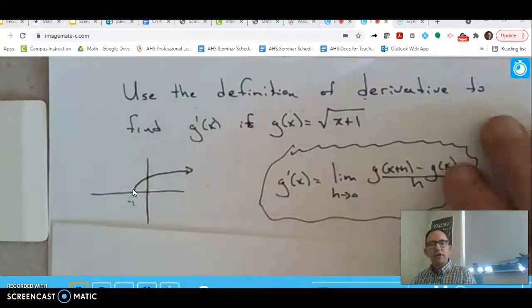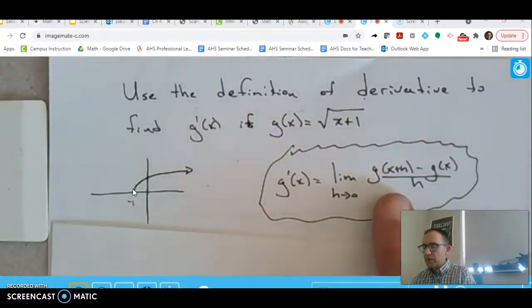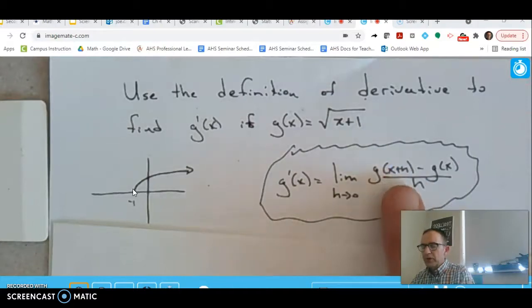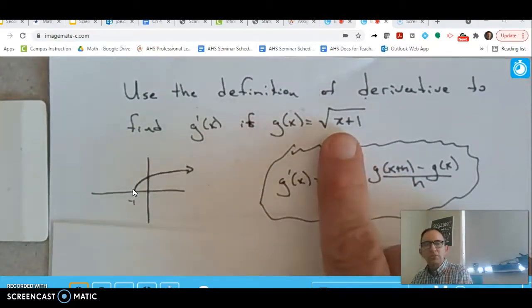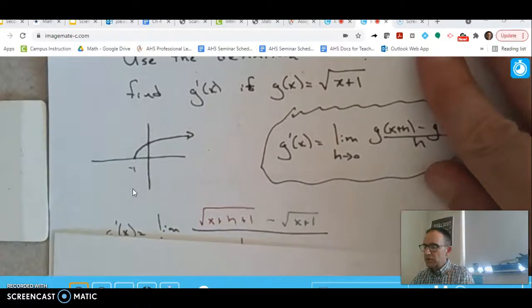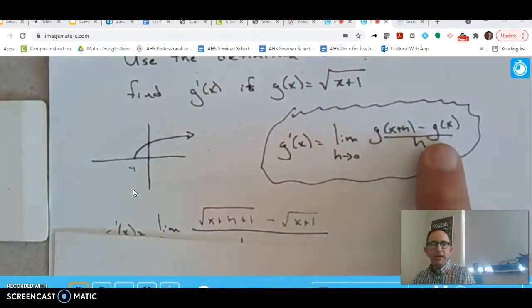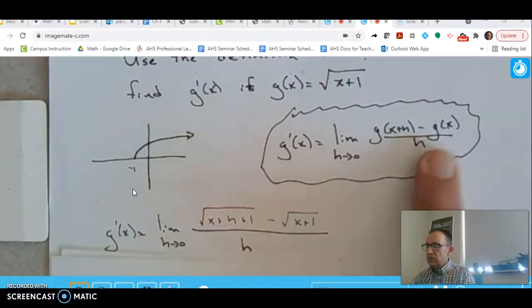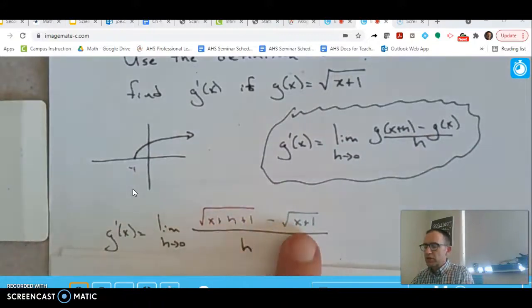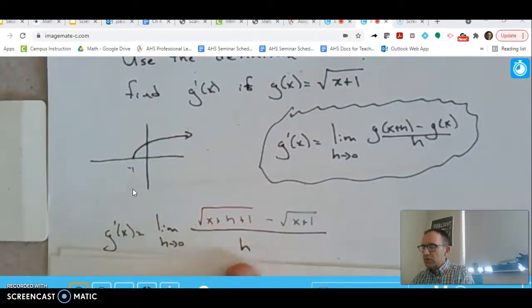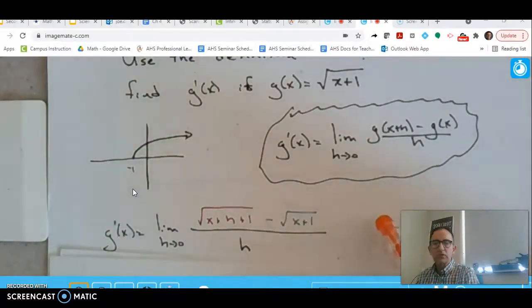Again, we'll go back to our definition of the derivative. Again, the first term in the numerator, we're going to replace all the x's in this expression with x plus h's. And we'll subtract g of x. This will give us a formula for the change in y. Change in x is h. We're taking the limit as that change in y over change in x as change in x goes to 0.